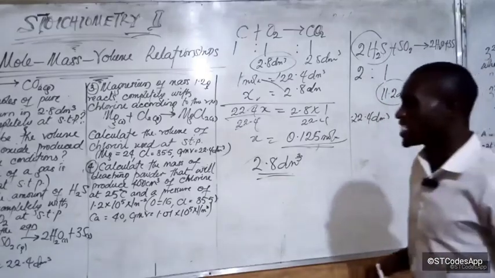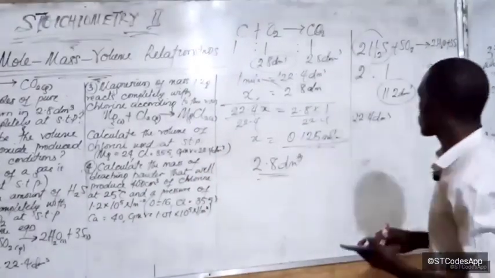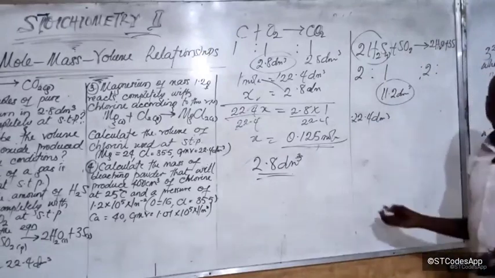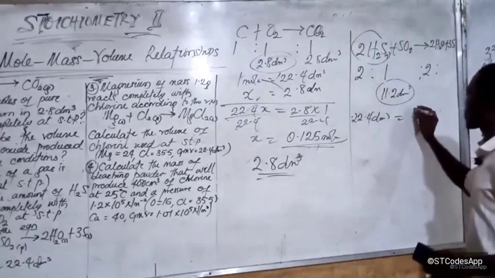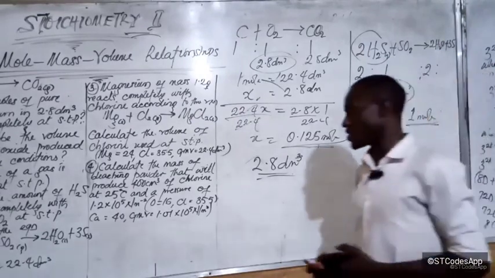All right. It now says what is the amount? Since the amount is in moles in this case, calculate the amount in moles. Since this is a gas, how many moles contain 22.4 dm cube? It's 1 mole. So the answer is 1 mole. You don't even need to solve. Is that okay? All right.